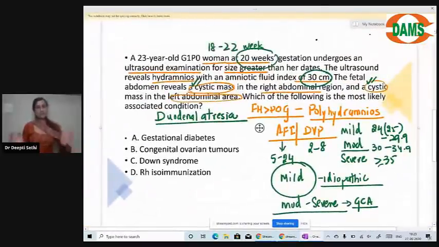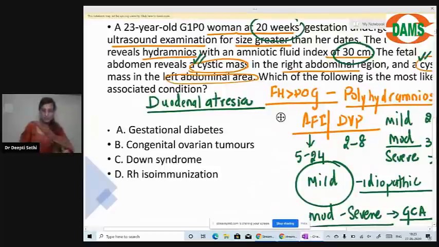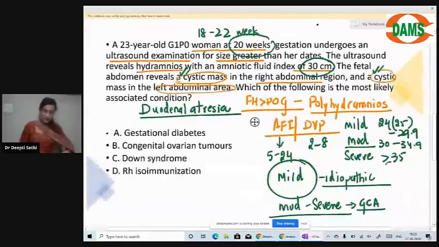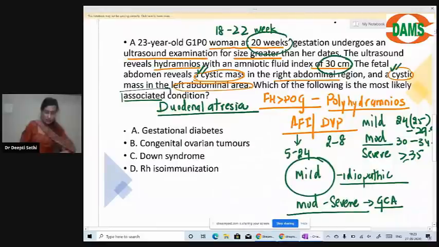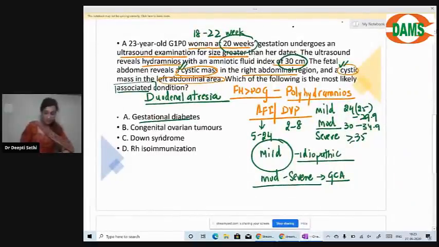So now we pretty much know what the patient is suffering from. If I put it in a concise way for you, she is a patient who has gross polyhydramnios, and on evaluation, the baby has a congenital anomaly. The baby has duodenal atresia. Now, once you've got this information, we go on to see what the options are saying. The question is asking which of the following is the most likely associated condition. Our options are A, gestational diabetes, B, congenital ovarian tumors, C, Down syndrome, and D, Rh isoimmunization.